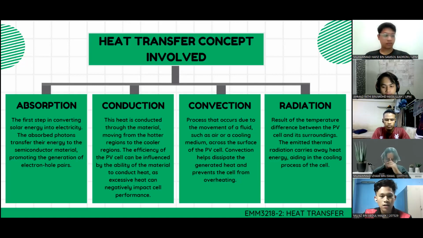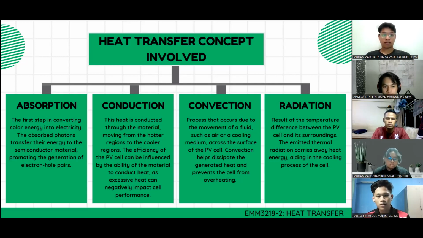So the next concept is conduction. Once the photons transfer their energy to the semiconductor material, heat is generated within the PV cell. This heat is conducted through the material, moving from the hotter region to the cooler region. The efficiency of the PV cell can be influenced by the ability of the material to conduct the heat itself.